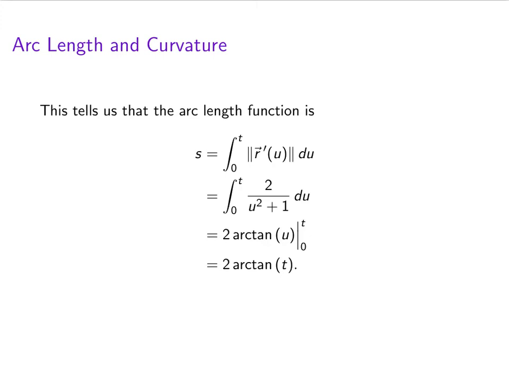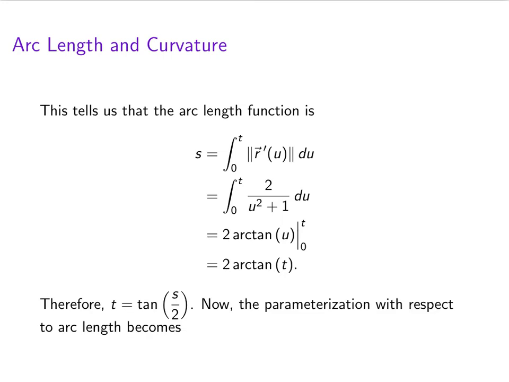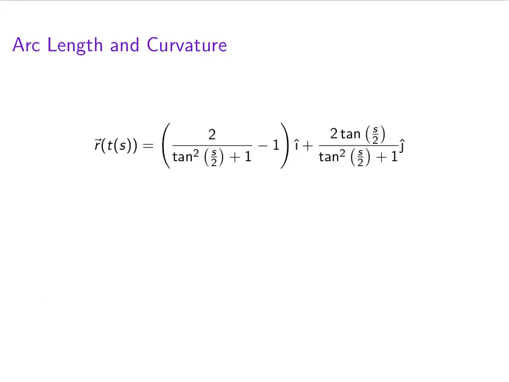All right, now what are we going to do with this? Remember what our goal is. We're trying to reparameterize with respect to arc length. So in order to do that, we have to solve for t in terms of s. So if we do that, we end up with t equals tangent of s over 2. Now let's write down the parameterization with respect to arc length. Essentially, what we're going to do is go back to our very original expression for r, and every time we see a t, we replace it with tangent of s over 2. And we get an expression that looks like this.